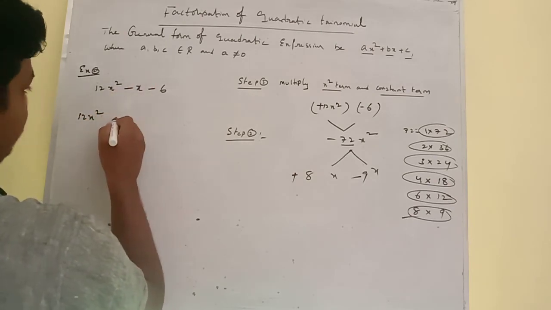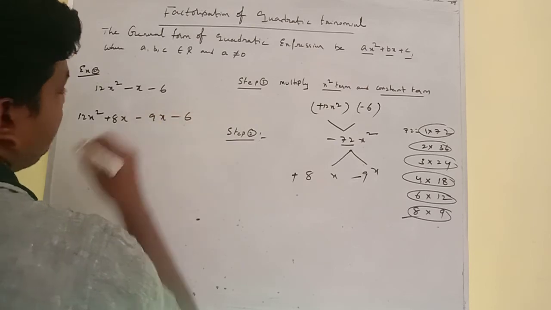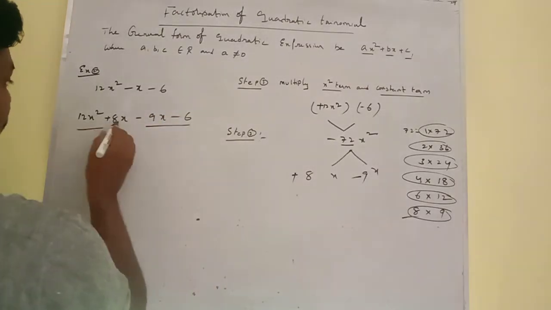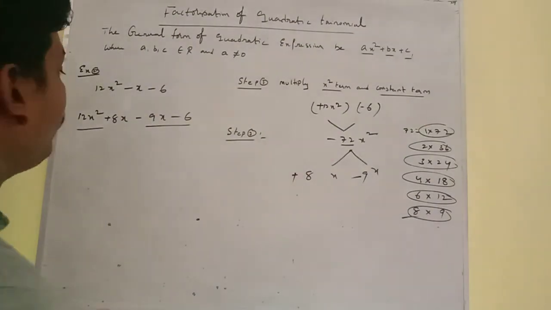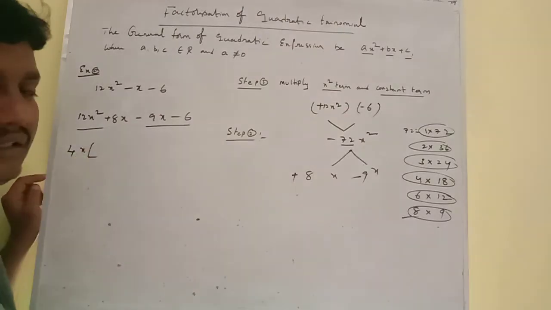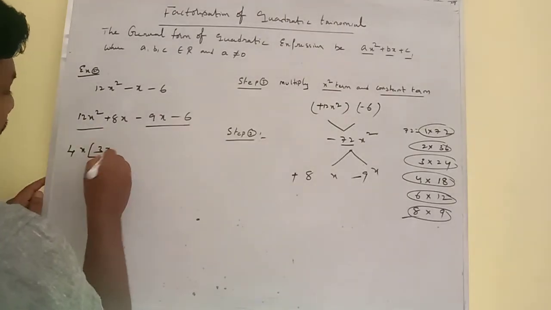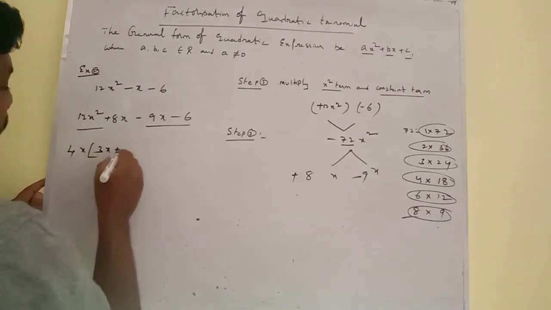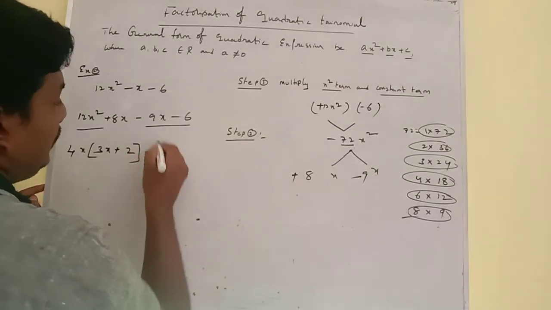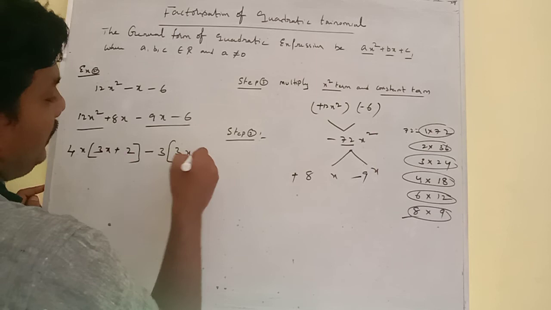Instead of minus x, we can write it as plus 8x minus 9x minus 6. Like that. Now grouping these two terms. In 12 and 8, which table is common? 4 table. So 4 and x are taken common. Then 4 threes are 12, already 1x is taken, and 4 twos are 8, and 1x is there, that 1x we have taken out. Then minus, which table? 3 table is possible. 3 threes are 9, x plus 3 twos are 6.